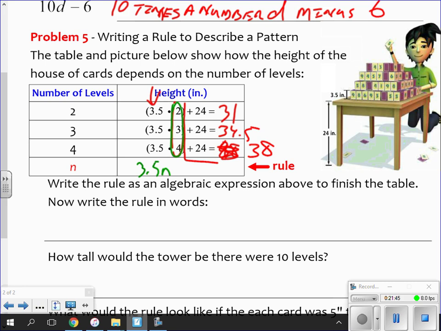And then what do I add every time, no matter what? 24. 24 is my constant. It's always at least 24 inches off the ground. If I'm really good, it'll be taller than that. If I'm not, it won't be. Okay. Does that make sense? That's one of the things you're going to be doing in one of your homeworks, is writing a formula like this.